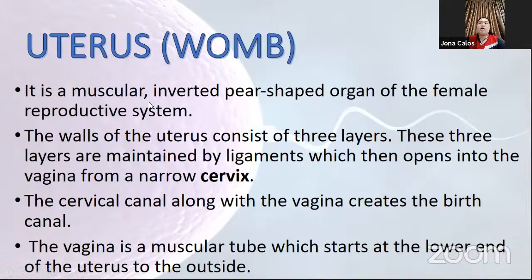Next, the uterus, or in layman's term, we call it the womb. It is where the egg cell, when fertilized, will be located. It is where babies would be forming. That's why it's called the womb. The structure of the uterus is mostly muscles. It is inverted, so instead of standing up, it's like standing on its head.